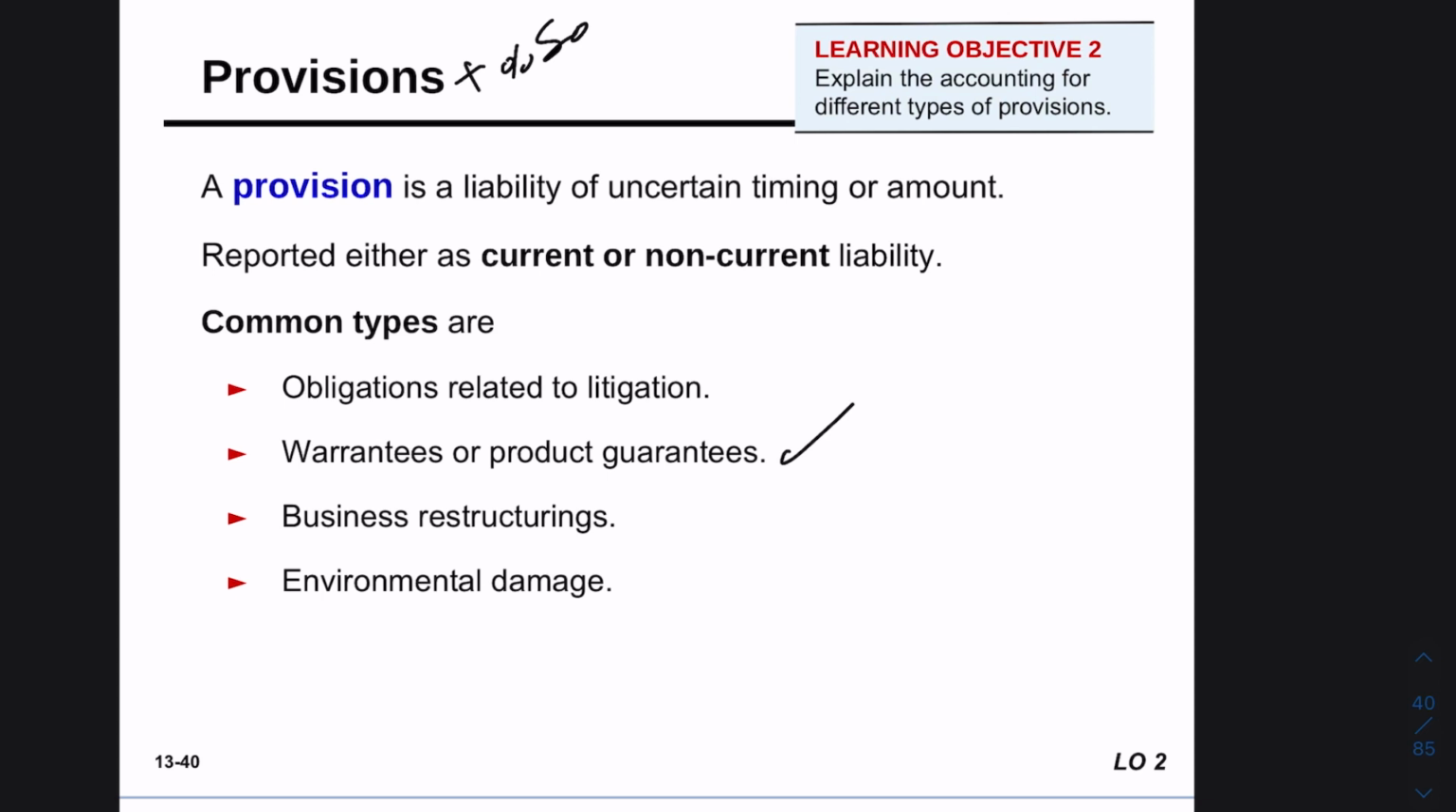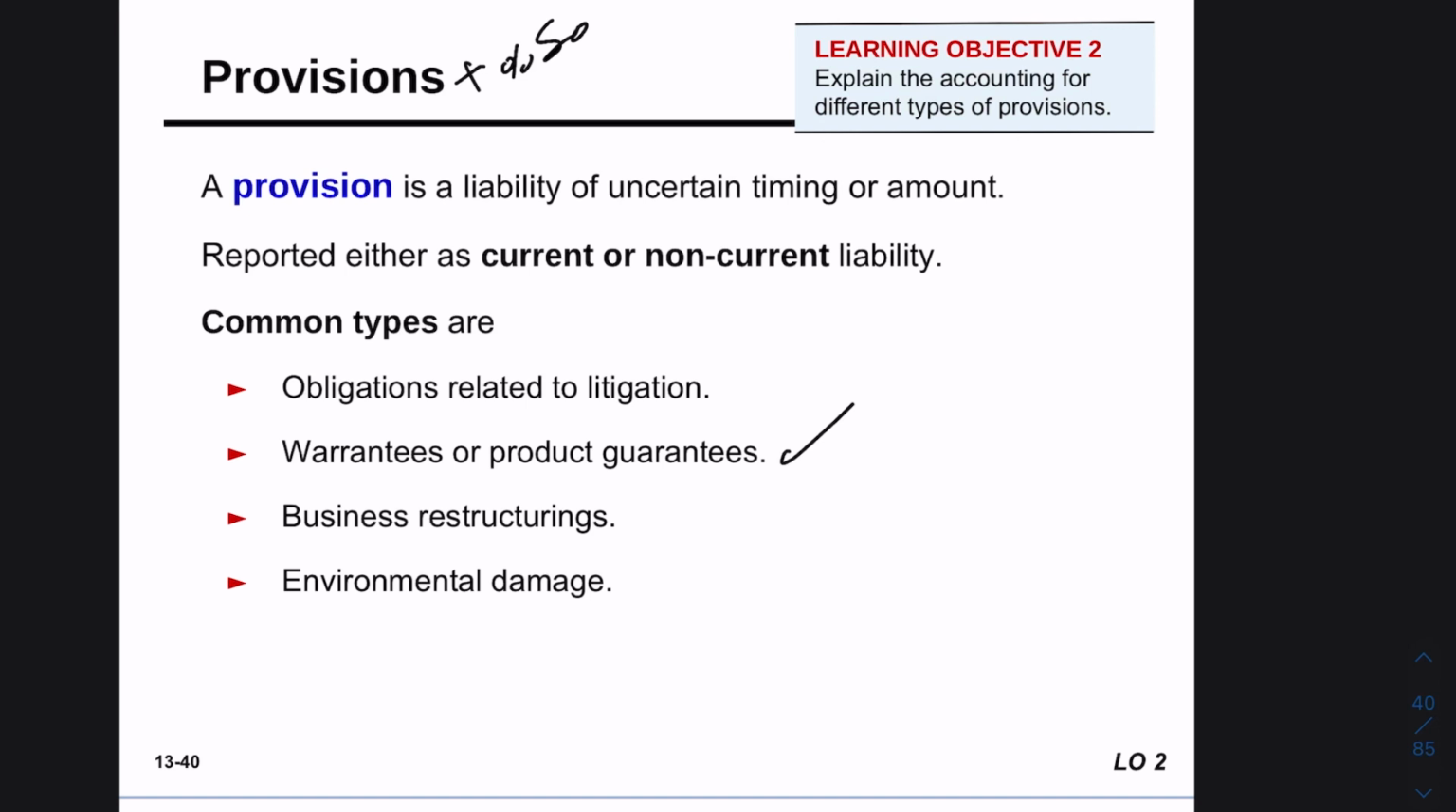We don't know. So in these scenarios, we will just, based on our experience, say maybe 5% of our customers will come back and we have to fix their products. It could be maybe less, it could be more. It's just based on a probability. But here we are talking about more than 50% that those obligations would have occurred.